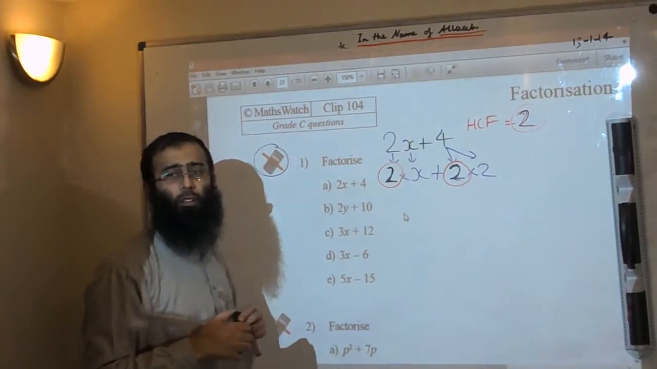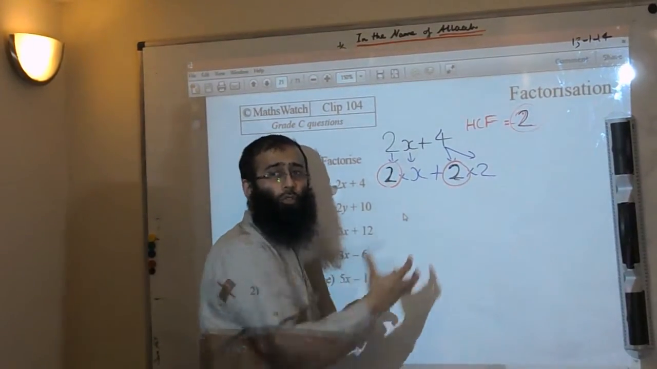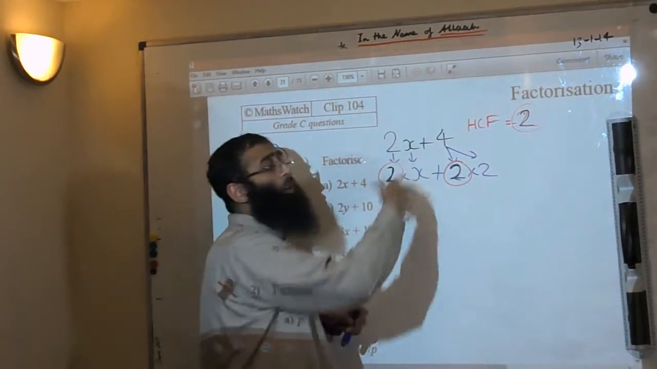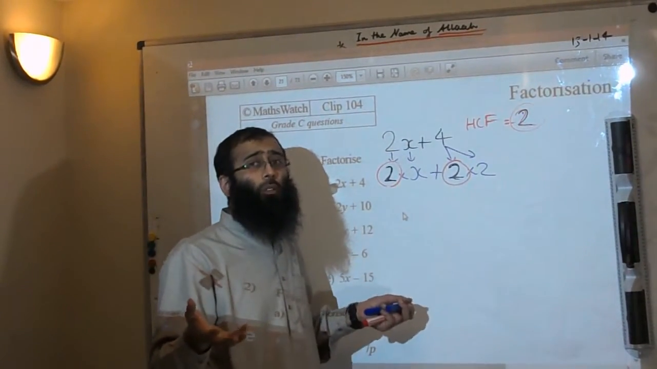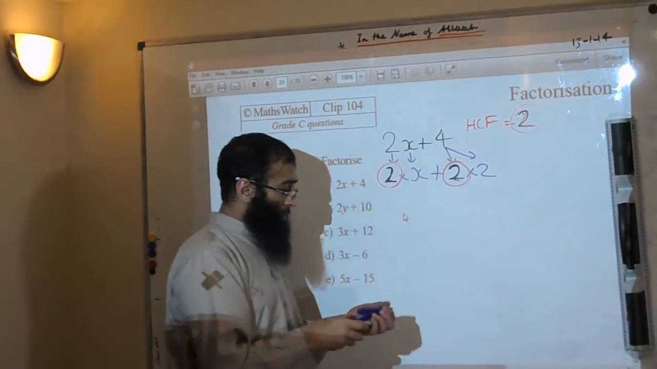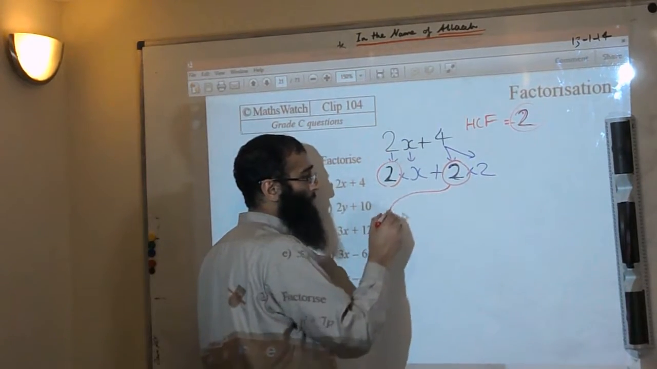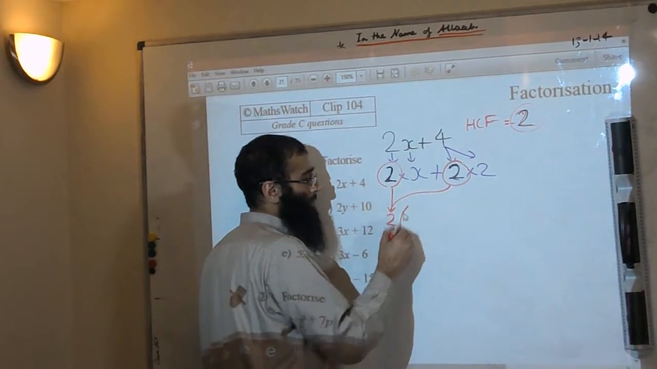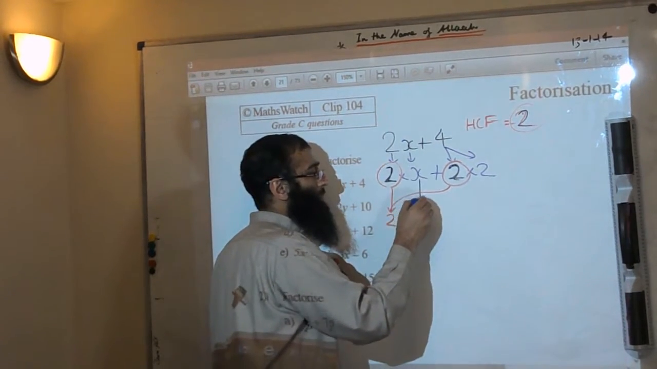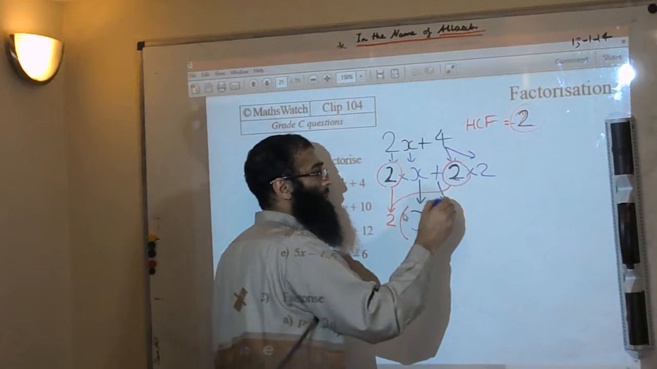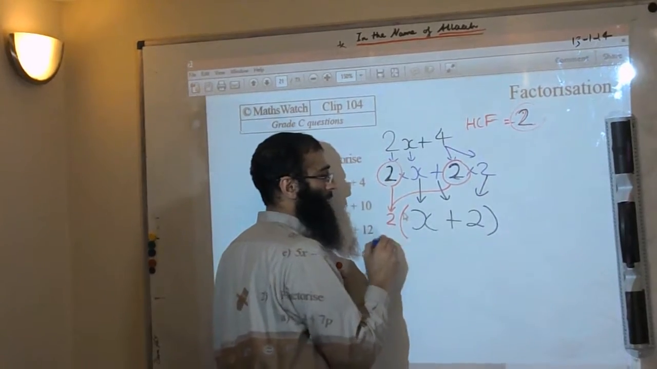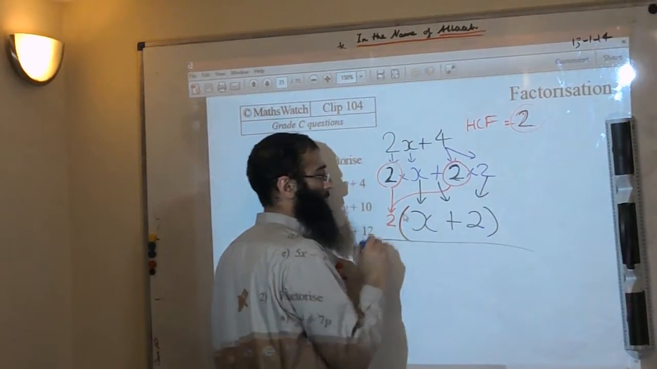Okay, so the highest common factor is 2. 2 is the biggest number that each part of the expression will divide by. So 4 could have been split up into 1 times by 4, but that won't help us at all. Okay, so here we got the highest common factor is 2. What we do with that 2 now is we pull the 2 out. Okay, and now the next part is nice and simple. Just copy it down. Copy down the x. Copy down the plus, copy down the remaining 2.